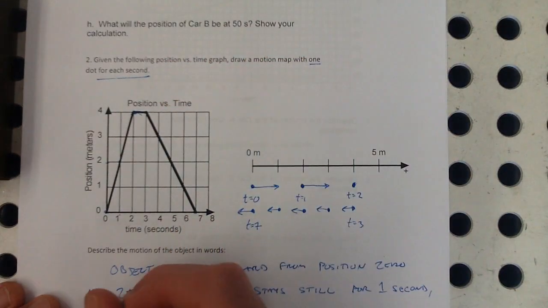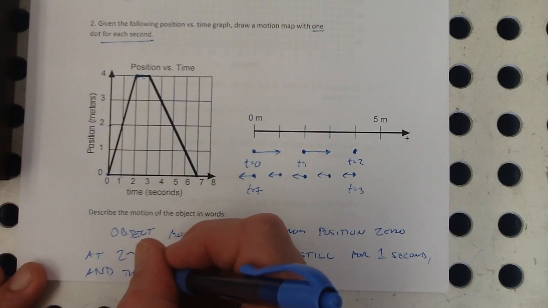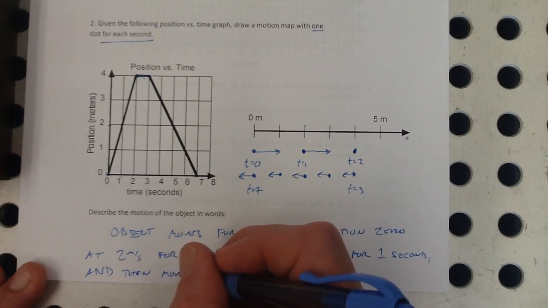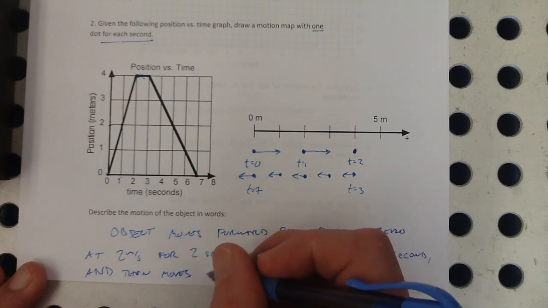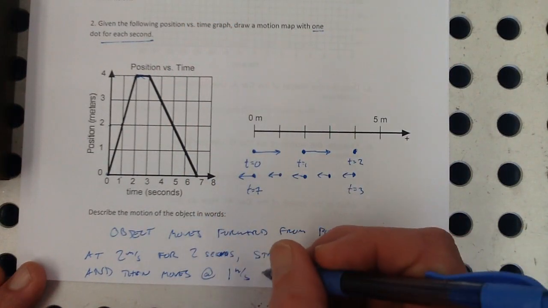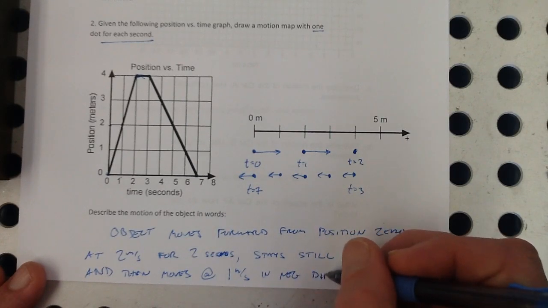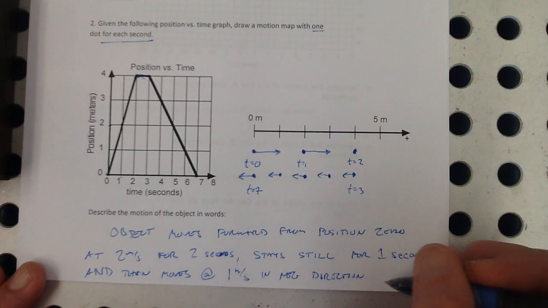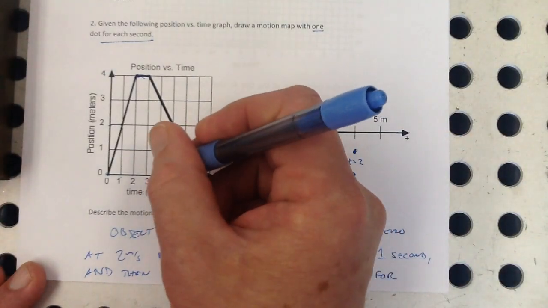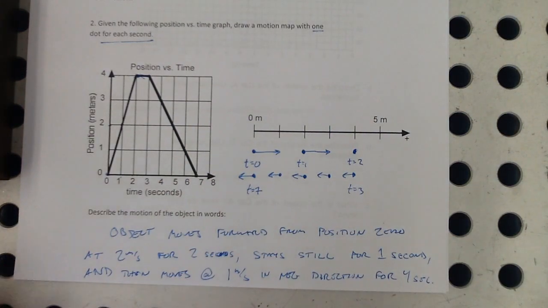And then moves at 1 meter per second in the negative direction for 1, 2, 3, 4 seconds. There's my verbal description of it. It might be possible to do it in fewer words than I did there, but like that.